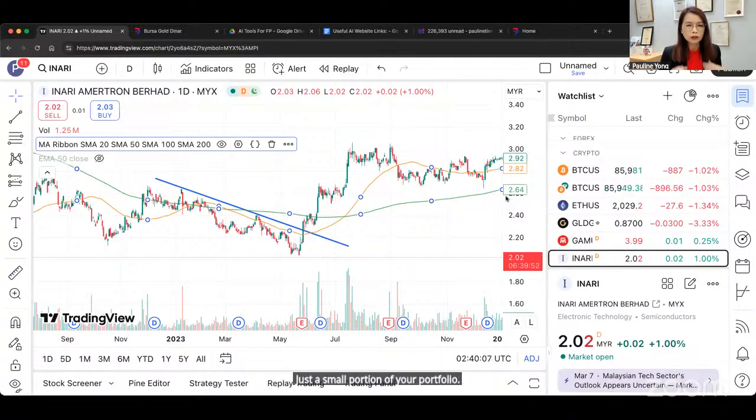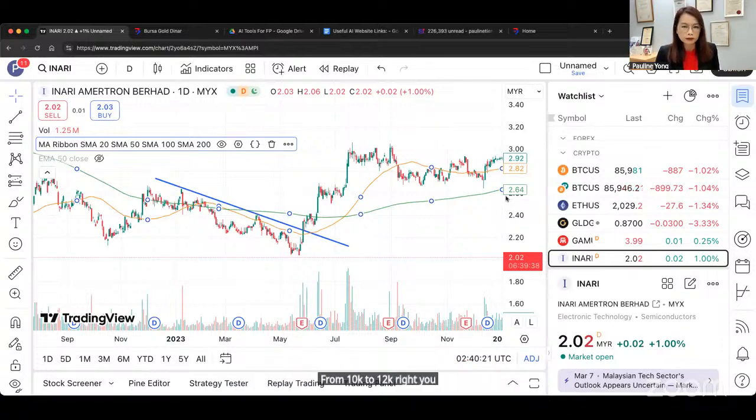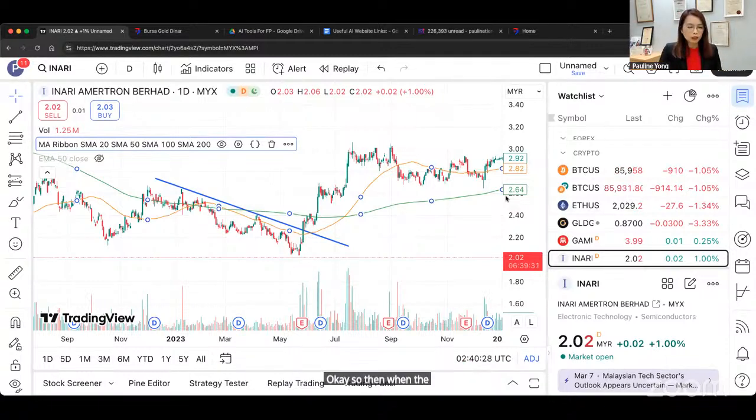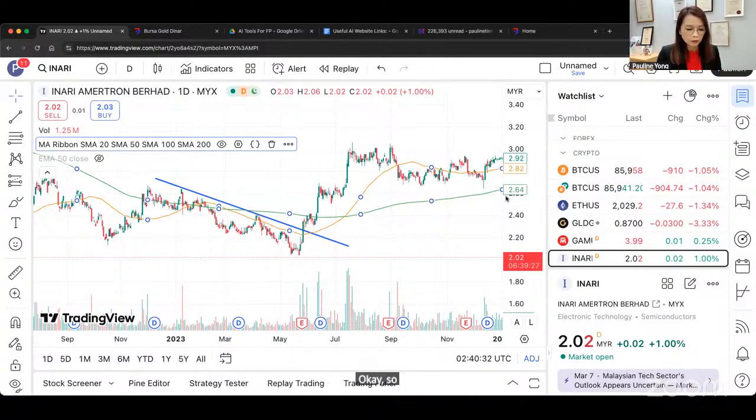Okay, so the way I look at the unit trust is like if you have 100% and then you make 20% of a profit. What I normally ask the client to do is sell that 20% profit, from 10K to 12K, right? You sell 2,000 ringgit of your unit trust and then you wait. Okay, so when the price goes down, you can top up with that 2,000 ringgit of your unit trust. So that's how I normally operate for the unit trust.